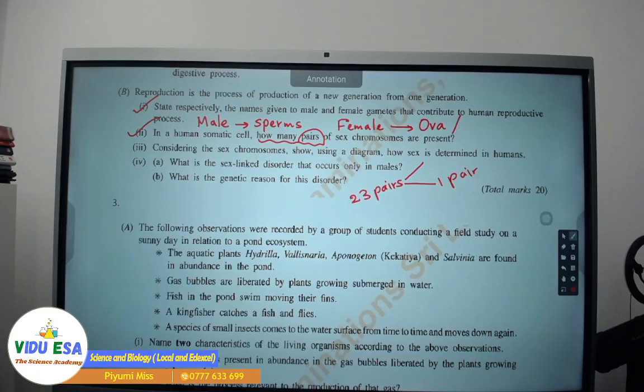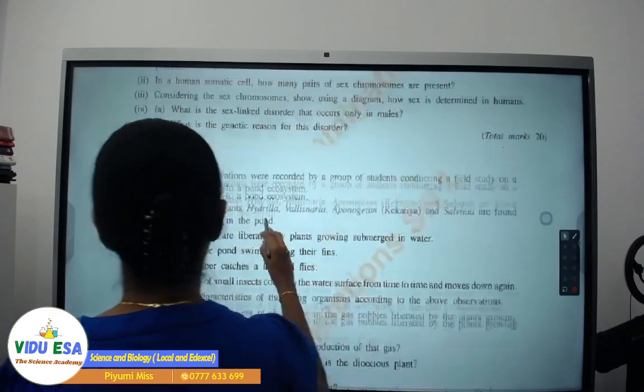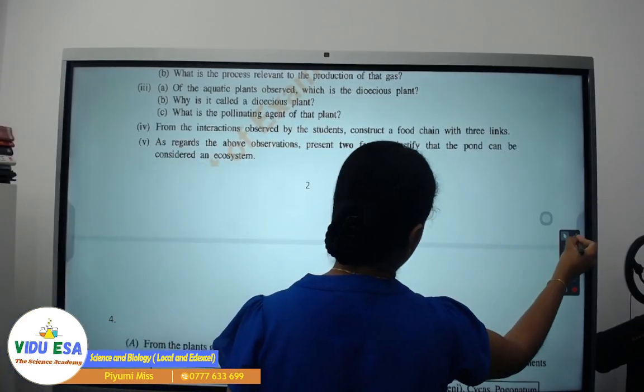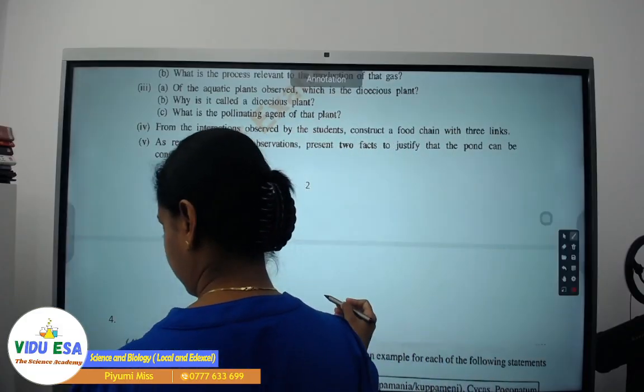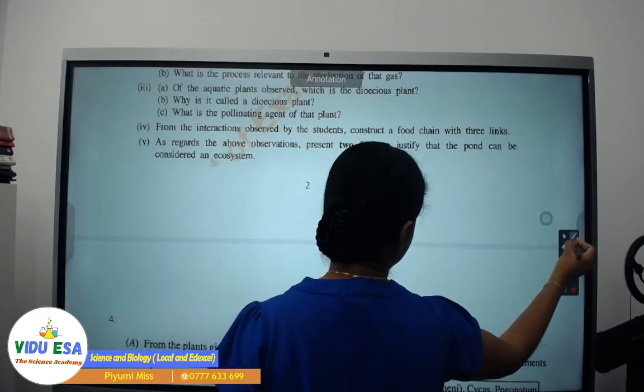Okay, then what does it say? Considering the sex chromosomes, show using a diagram how sex is determined in humans. So you can either represent it normally or you can use the Punnett square, right? I will write it here. What is the question number? B part 3.